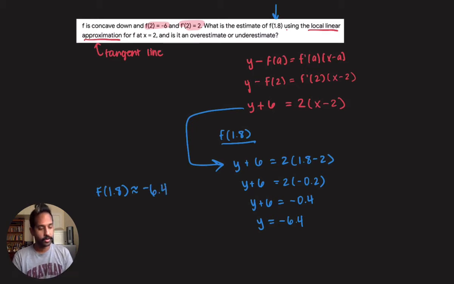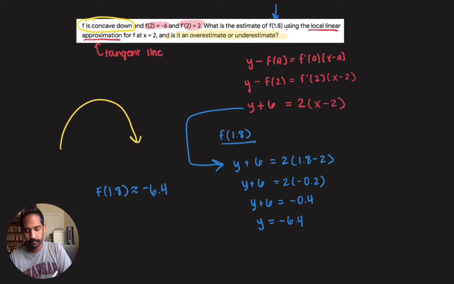Now, is this an overestimate or an underestimate? That's the final part of the question. Overestimate or underestimate. The question tells us that our function f is concave down, which means that our function would look something like this, and our tangent line would go like this. What do we notice about our tangent line? It's always above the function.